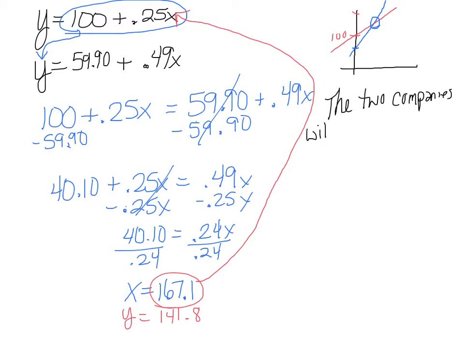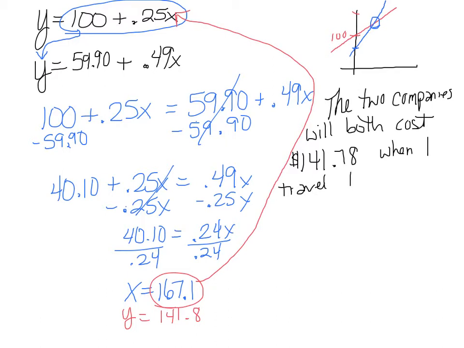will both cost, and the y is the cost. Oh, I should have kept 2 decimal places. What did I have? I had 7.78 is what I had for a decimal there. So that's money, so we go 2 decimal places on that. When I travel 167.1 miles. Okay, so now let's go back and really think a little bit deeper.